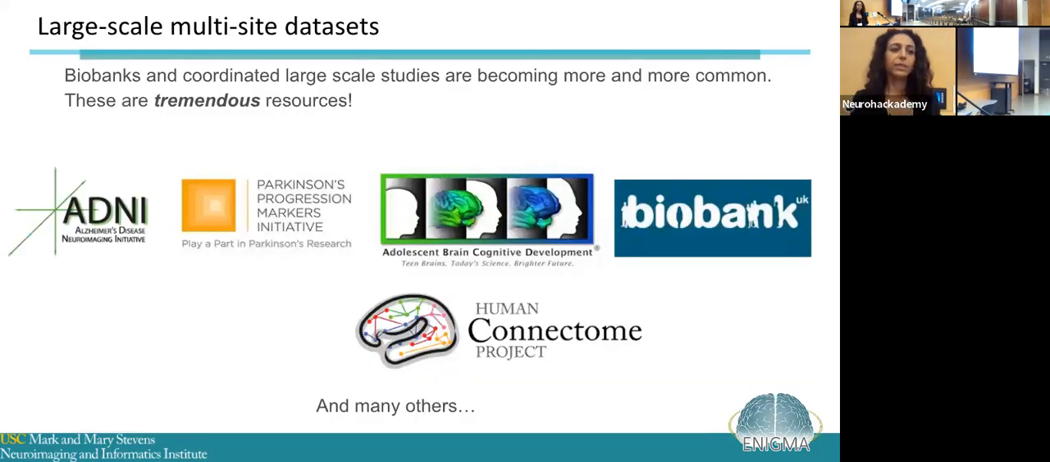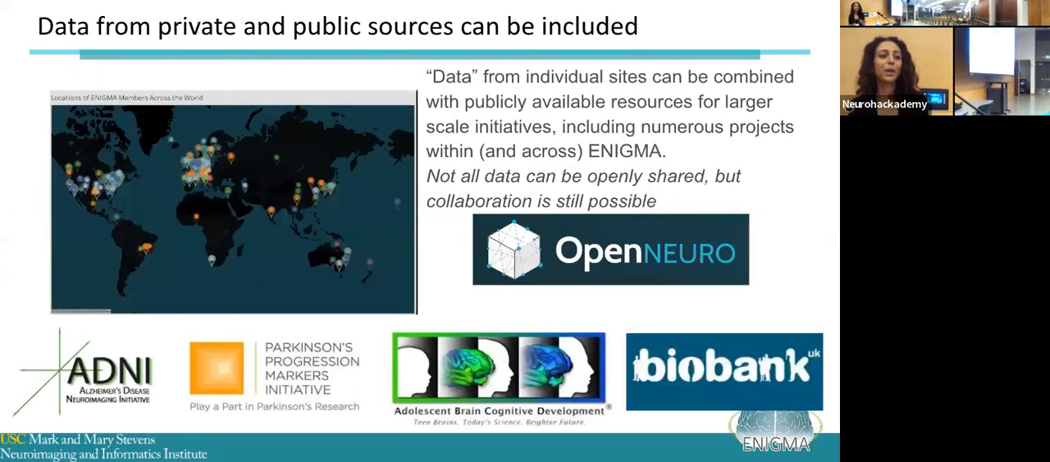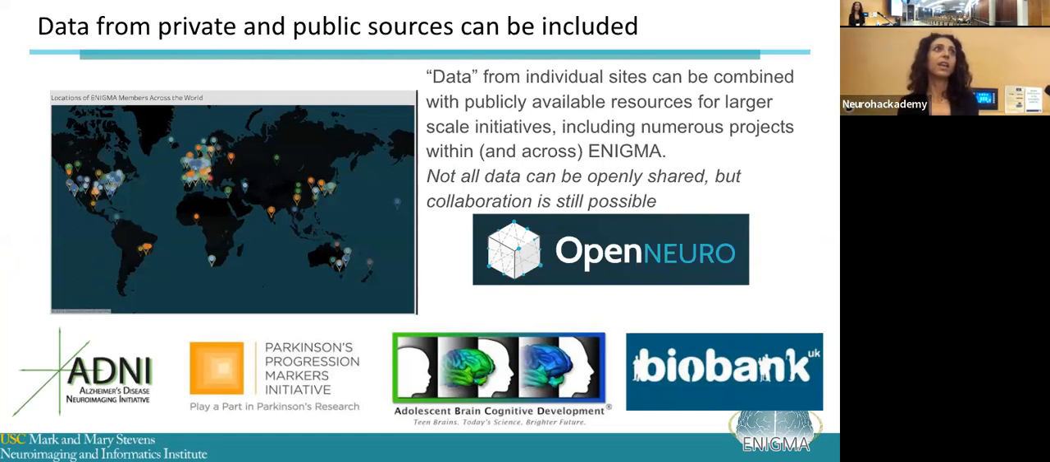And now, of course, there are these very large-scale multi-site data sets, which you think that you can do so much in just one data set alone. So these are biobanks, and these large-scale studies are more and more common, and they're tremendous resources. And the good thing is, with these coordinated studies, you can include data from these public resources and combine it with data from private resources for an even stronger, more well-powered study, like you saw with adding of UK Biobank into the genetic analysis.